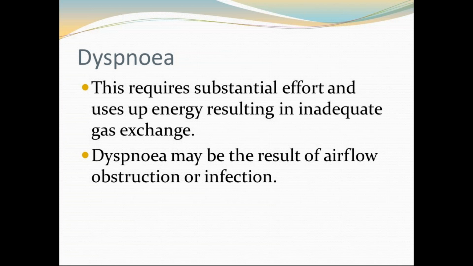And again, it's all indicators that things aren't working so well. So it can be a result of airflow obstruction. So something's obstructing the bronchus. If it's asthma, it's spasm. We're going on to talk about asthma in a moment, bronchospasm. Or if it's COPD, it's due to degeneration, deterioration of the alveoli.